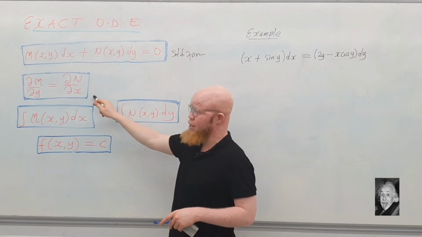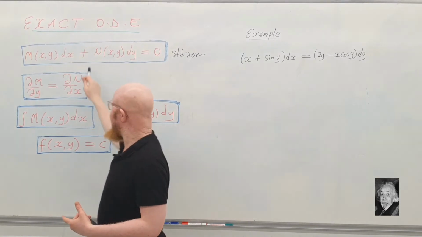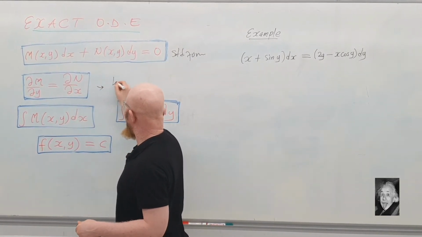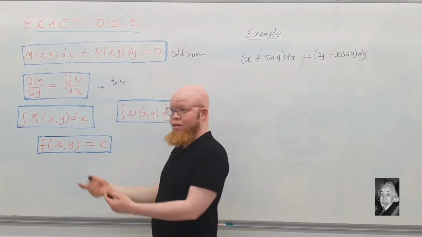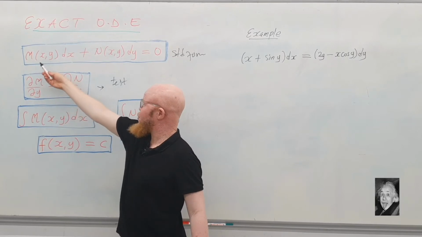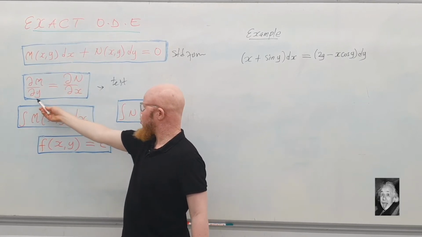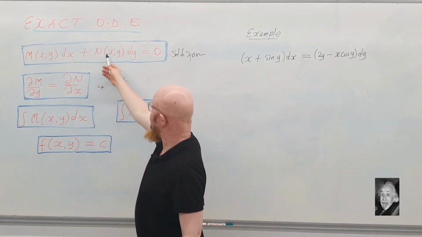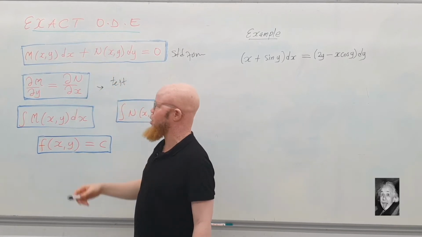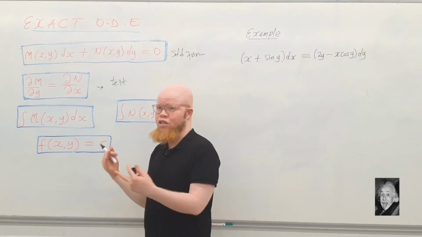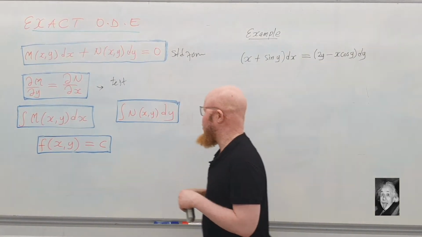So the second thing is the test. If it's in this form, then you have to test whether that equation is exact or not. You test by partially differentiating the function M with respect to y, and you shall also partially differentiate the function N with respect to x, and you compare the results. If they are the same, then it is exact. If they are not the same, then it's not an exact ordinary differential equation.